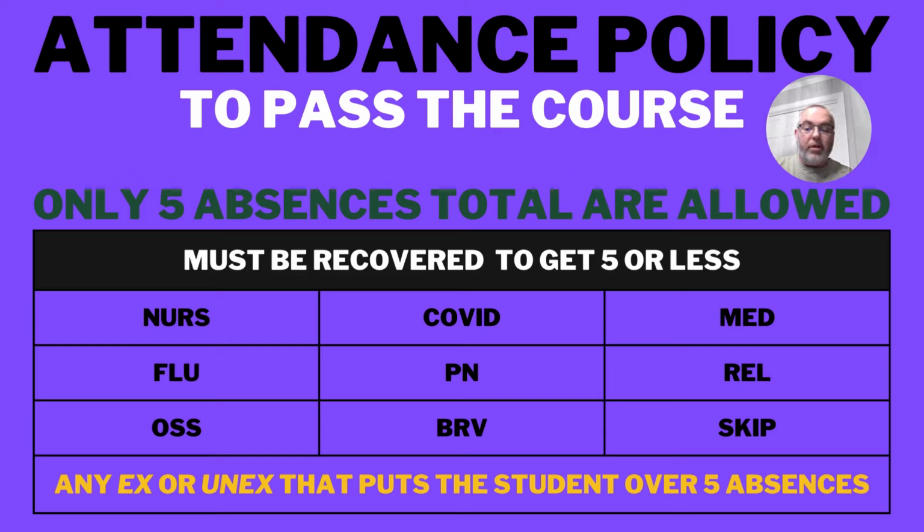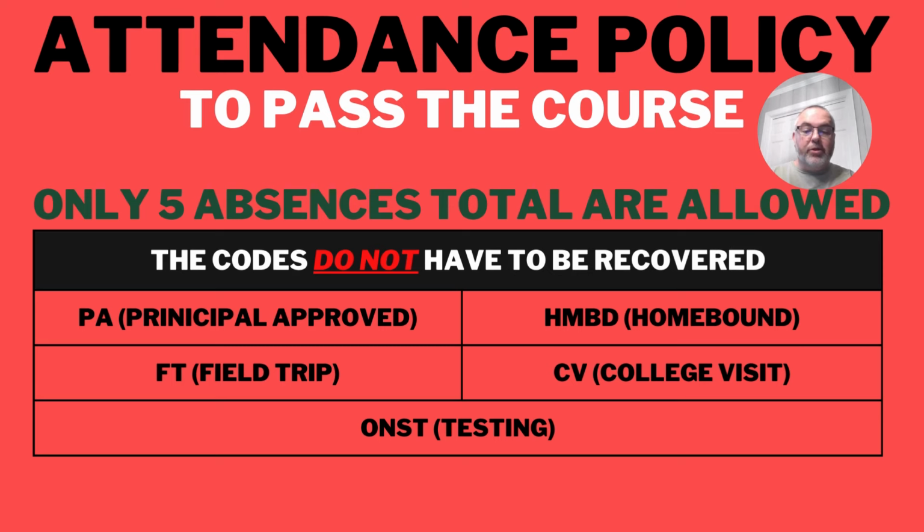These codes are a nurse visit, COVID, medical, flu, parent note, religious, out-of-school suspension, bereavement. Skip is a code that you cannot recover because that indicates that you skipped a class and you were held accountable for that also in a disciplinary matter. If you have EX or UNEX, which is excused or unexcused, it still must be made up in order to not count against you. If you open up your Power School and see any of these 5 codes on a class that you missed, rest assured that these are 5 codes that you don't have to make up and they will not count against you.